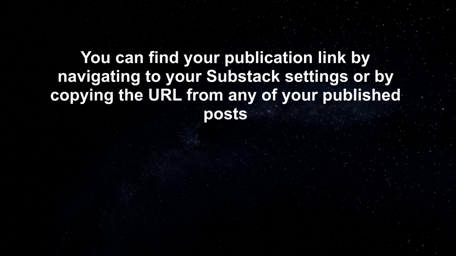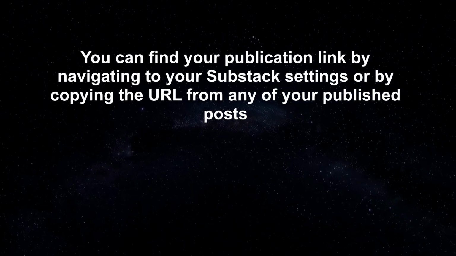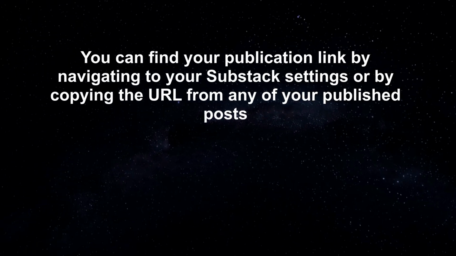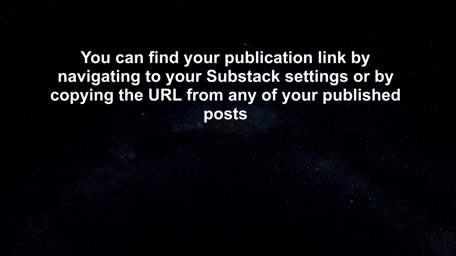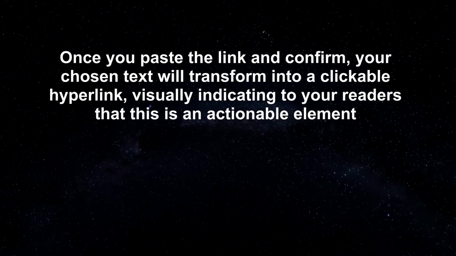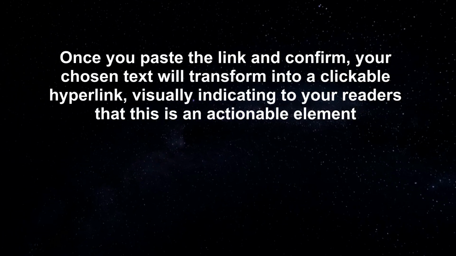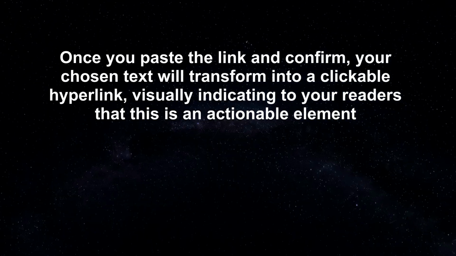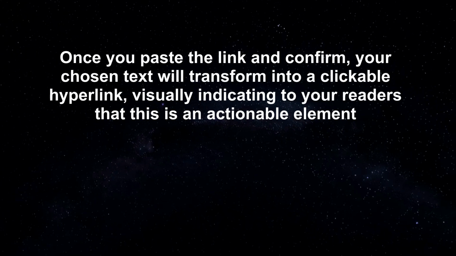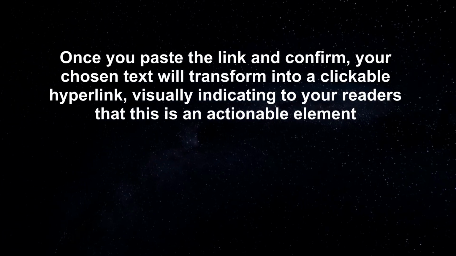You can find your publication link by navigating to your Substack settings or by copying the URL from any of your published posts. Once you paste the link and confirm, your chosen text will transform into a clickable hyperlink, visually indicating to your readers that this is an actionable element.